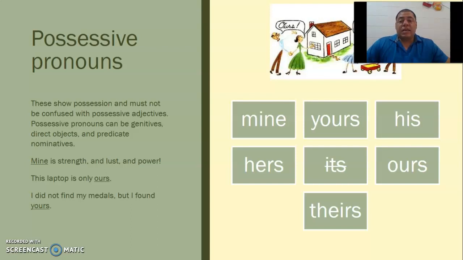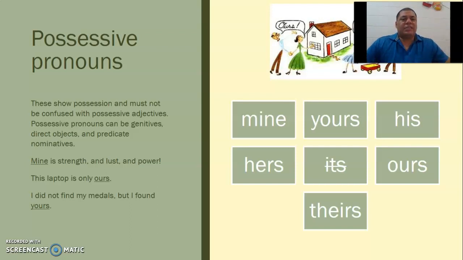Possessive pronouns can be genitives, they show possession. They can be direct objects. They can be predicate nominatives. Okay, those are possible functions of the possessive pronouns.